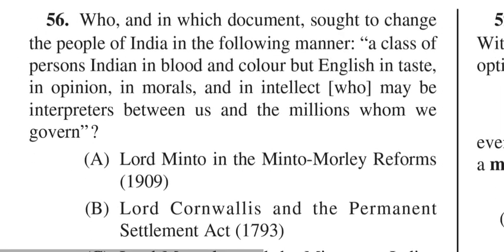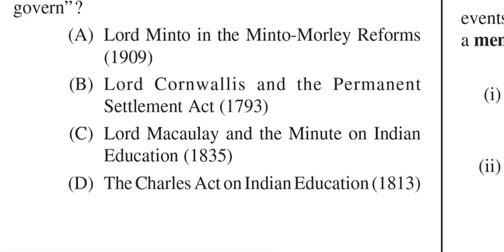Number 56 says, who and in which document sought to change the people of India in the following manner: a class of persons Indian in blood and color, but English in taste, in opinion, in morals, and intellect, who may be interpreters between us and the millions whom we govern. These lines are very important, because this is not a small line. It was said by a British person, and it has had a long-lasting impact on Indian culture. So who has said this line? Lord Minto in the Minto-Morley Reforms 1909, Lord Cornwallis and the Permanent Settlement Act 1793, Lord Macaulay and the Minute on Indian Education 1835, the Charter Act on Indian Education 1813.